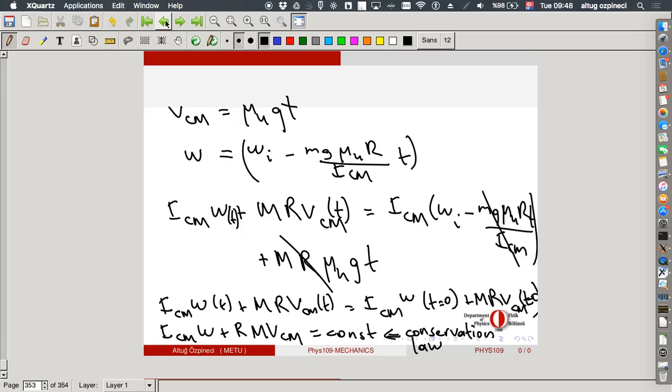Because you see here, I have m g mu k r t with a minus sign. Here I have m g mu k r t with a plus sign. So these two terms, they just cancel each other. They're exactly equal. So there is no time dependence left in my expression. And this combination is time independent. Although omega is time dependent, the velocity of the center of mass is time dependent, each one of these terms is time dependent. The combination is time independent, which tells me that that combination is a conserved quantity.